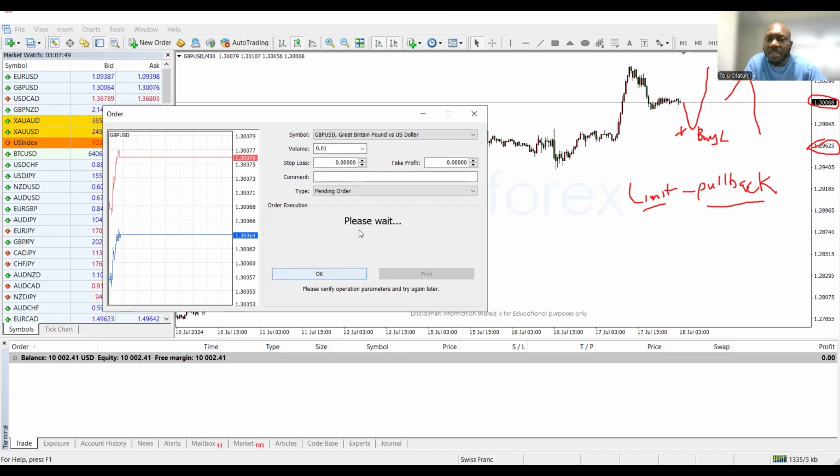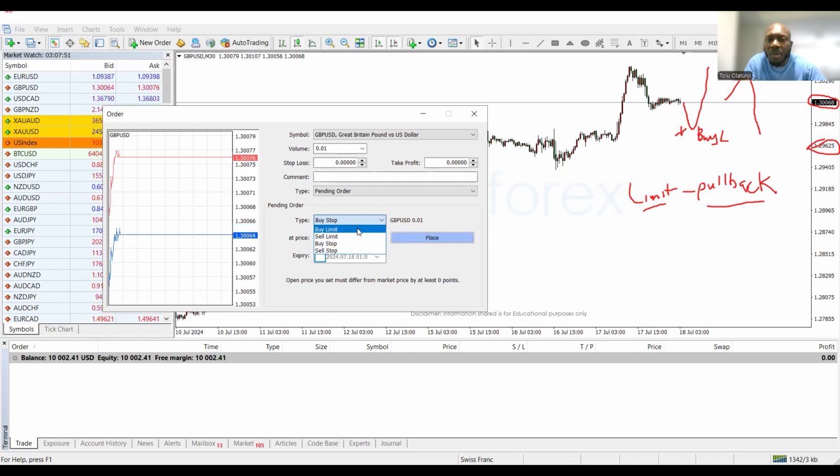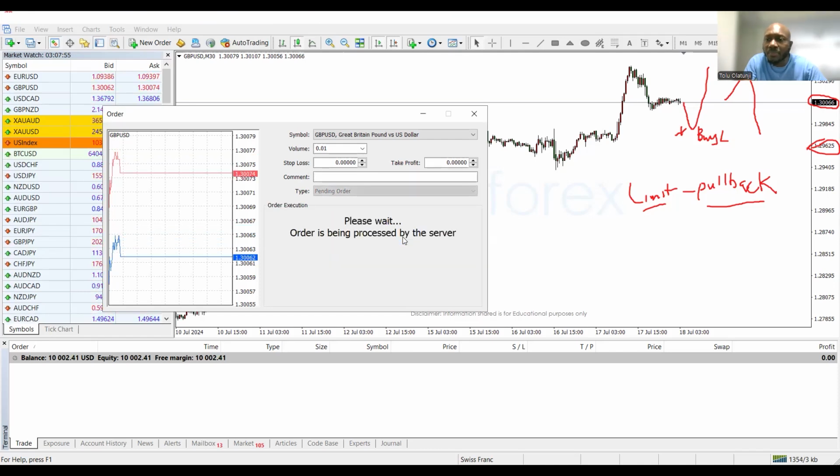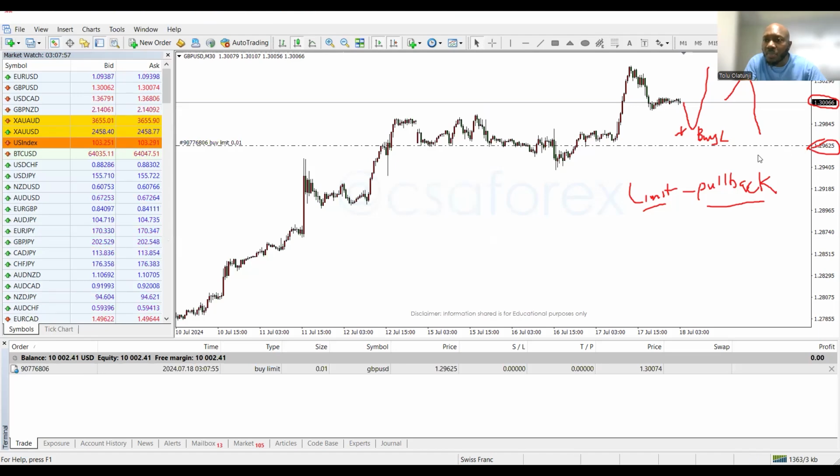This simply means it is not a buy stop, but rather it is a buy limit. Change it to buy limit and click on place. Beautiful. You can see the price here has been input, buy limit over here.